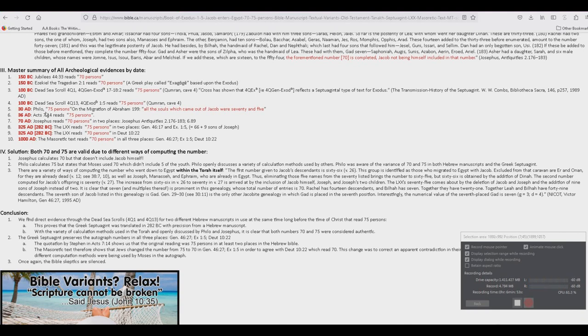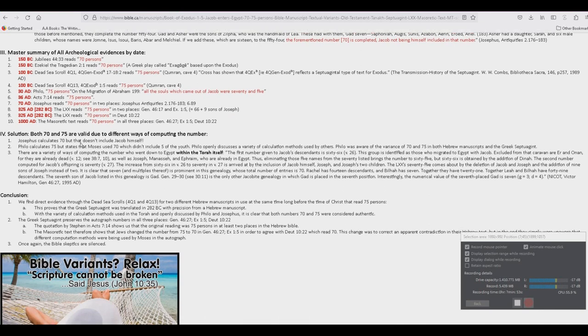30 AD, Philo, 75 persons on the migration of Abraham, right? 36 AD, Acts, 75 persons. 70 AD, Josephus, 70 persons, right? 325 AD, Septuagint, 75 persons. 325 AD, Septuagint, 70 persons in Deuteronomy. 1000 AD, the Masoretic text reads 70 persons. It's actually more like about 700 AD, the Aleppo Codex, which is what the Masoretic text is built upon, that reads 70. So we can see that this discrepancy existed before Jesus, okay?